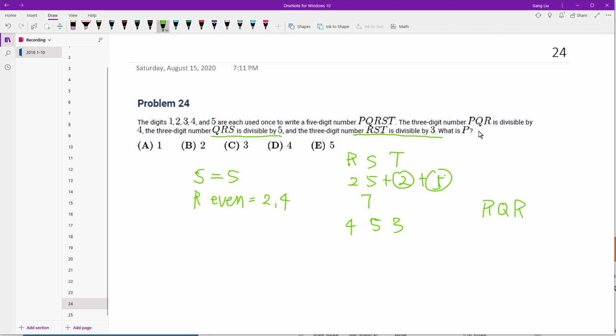PQR is divisible by 4, and the R is 4, and the Q has to be 2 because the remaining number is 1 or 2. 14 is not divisible by 4, so Q is 2 and P has to be 1, so the answer is 1.